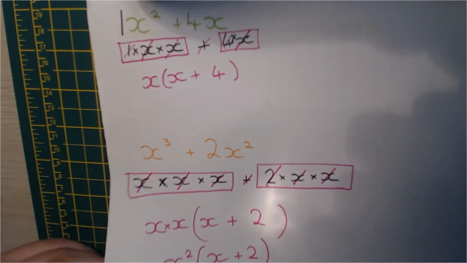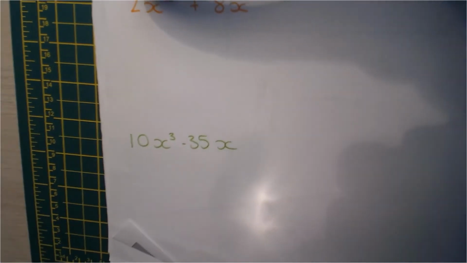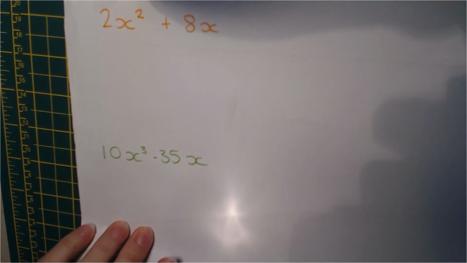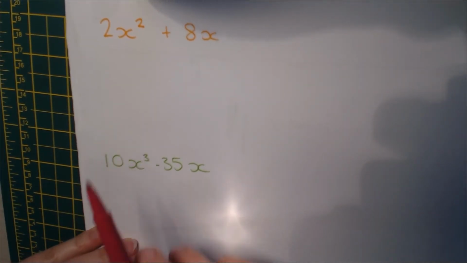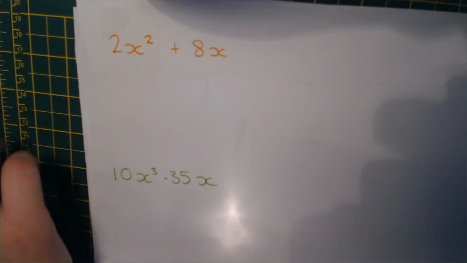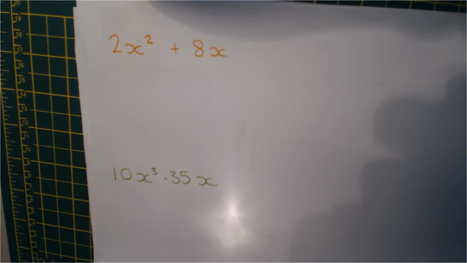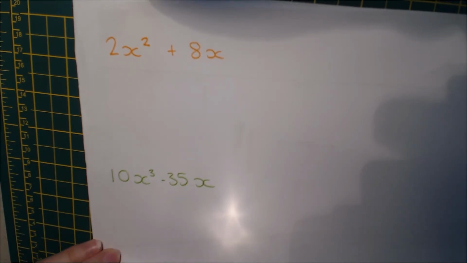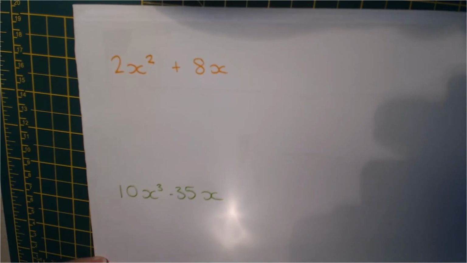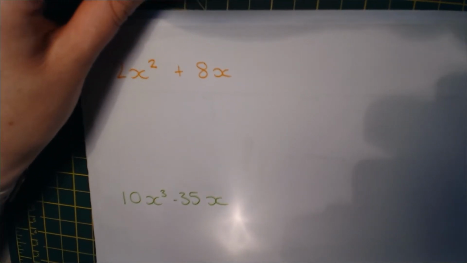Now the last one I'm going to show you, well, the last 2 examples anyway, the last type. What do we do when we've got both? When we've got numbers and variables that are common factors. Okay, and the answer to that is the exact same thing that we've just been doing. You've just got to pay that little bit more attention.